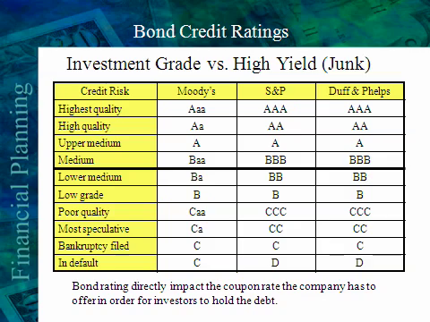The table on this slide shows the credit rating matrix for Moody's, Standard & Poor's, and Duff & Phelps. It is important to note that a company's bond rating directly impacts the coupon rate the company has to offer in order for investors to hold the debt. You will examine this in more detail later in the lesson.